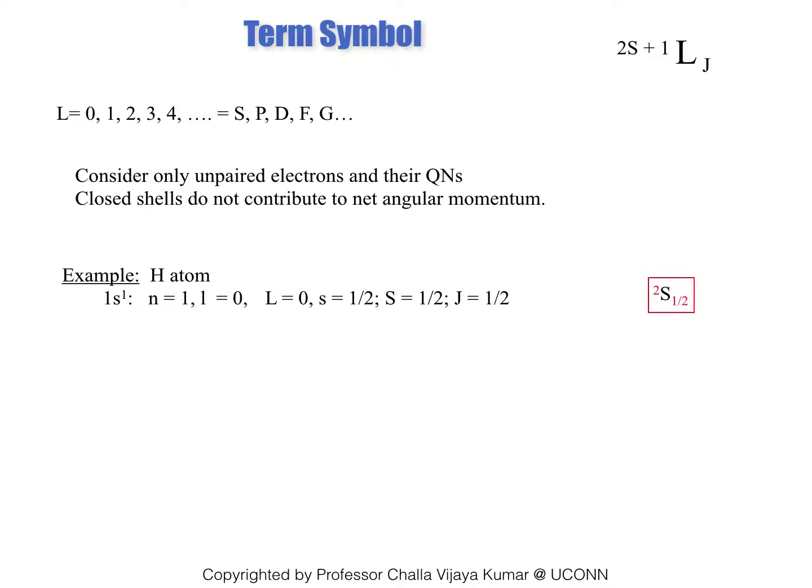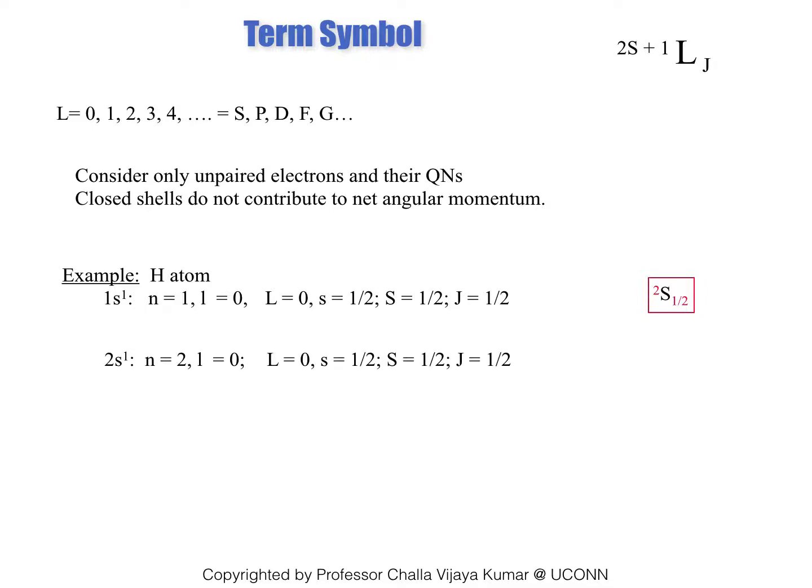Then we have the L equals 0 state, that is S, and then we have the J value 1/2. So we write 2S 1/2, and it is pronounced as doublet S 1/2. That's how it is pronounced, doublet S 1/2.